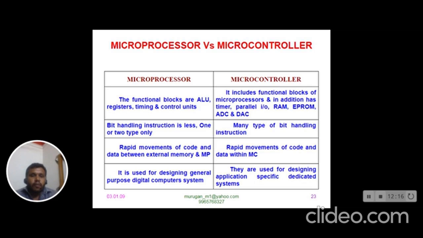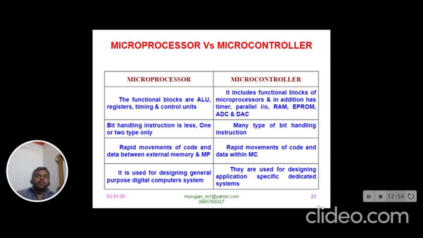In the microprocessor, bit handling instructions are fewer, so it has a lesser number of instructions and a lesser number of mnemonics. In the case of microcontrollers, there are more instructions, and many types of bit handling instructions are available. In a microprocessor, there is rapid movement of code and data between external memory and the microprocessor. In a microcontroller, the rapid movement of code and data is within the microcontroller.